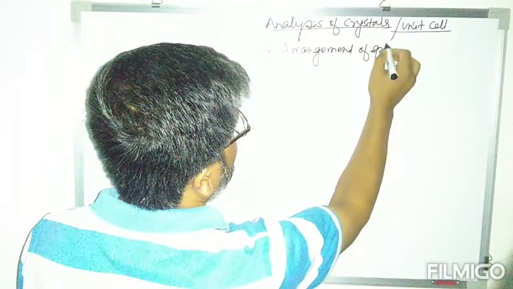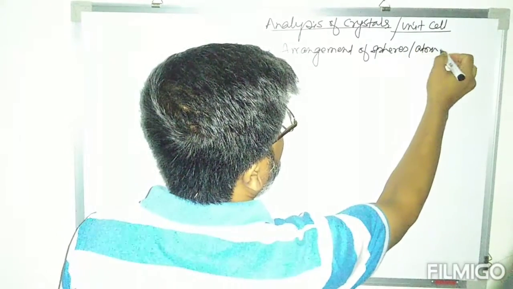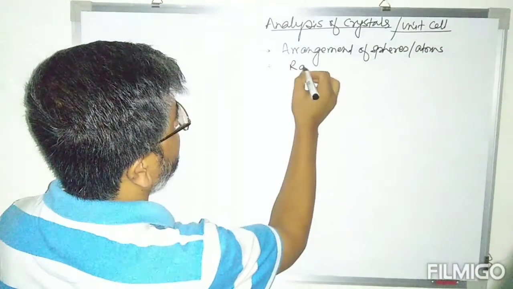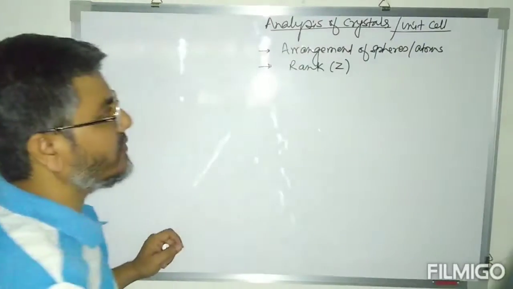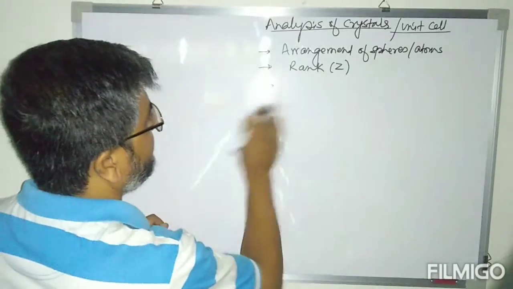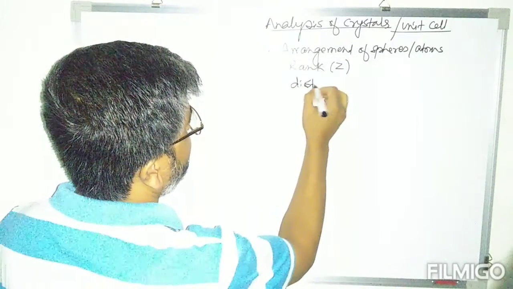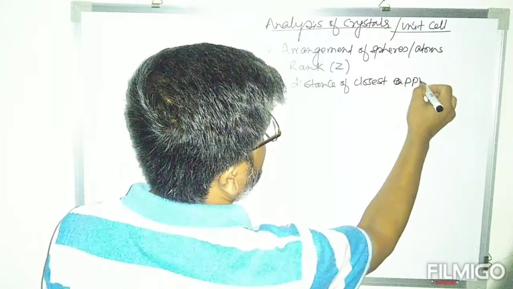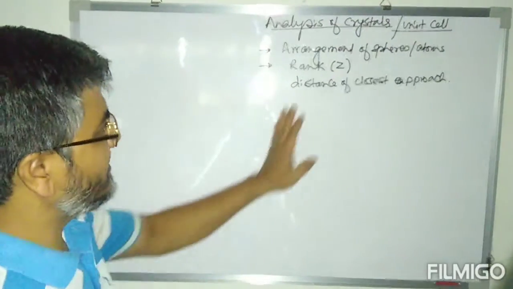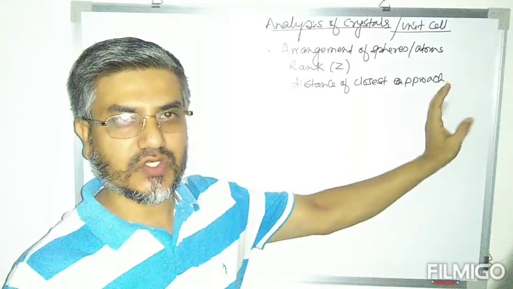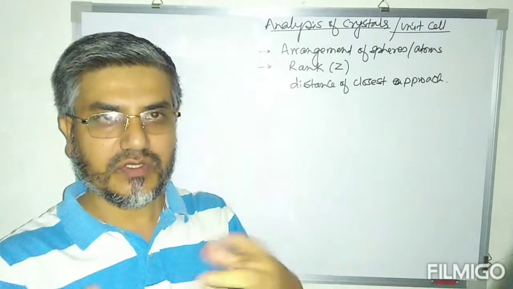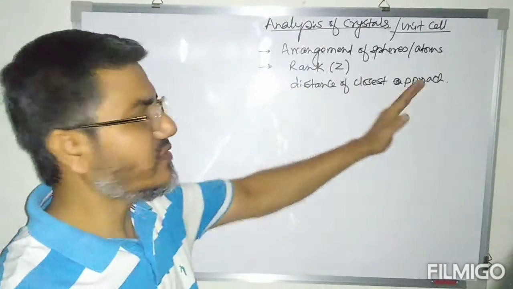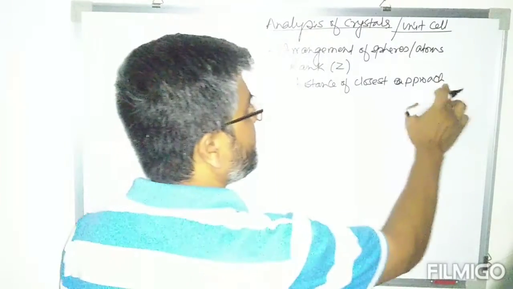arrangement of spheres or atoms. Then we will define rank, effective number of atoms per unit cell. Then we define distance of closest approach. This distance of closest approach is the closest distance between two adjacent spheres or atoms in a crystal system. So this is what we call distance of closest approach or closest distance between any two adjacent atoms.